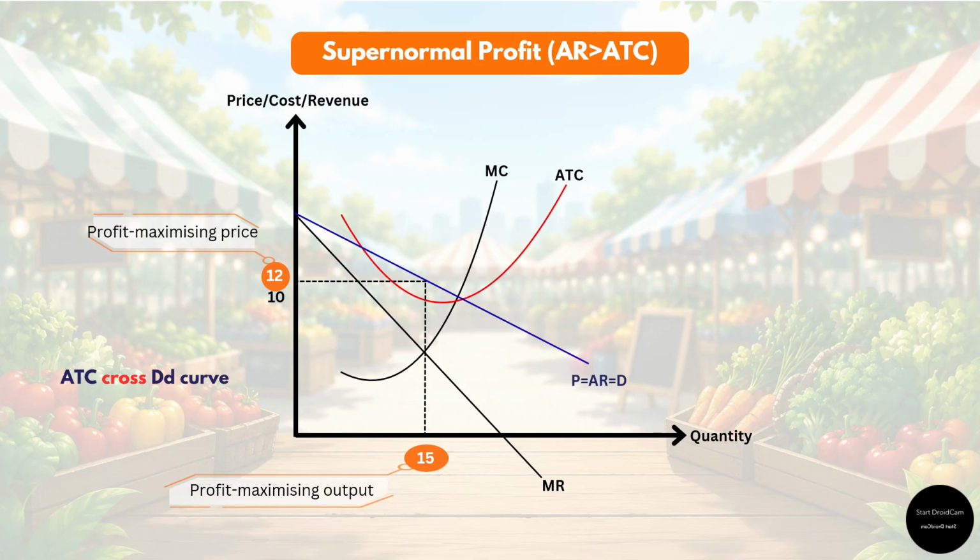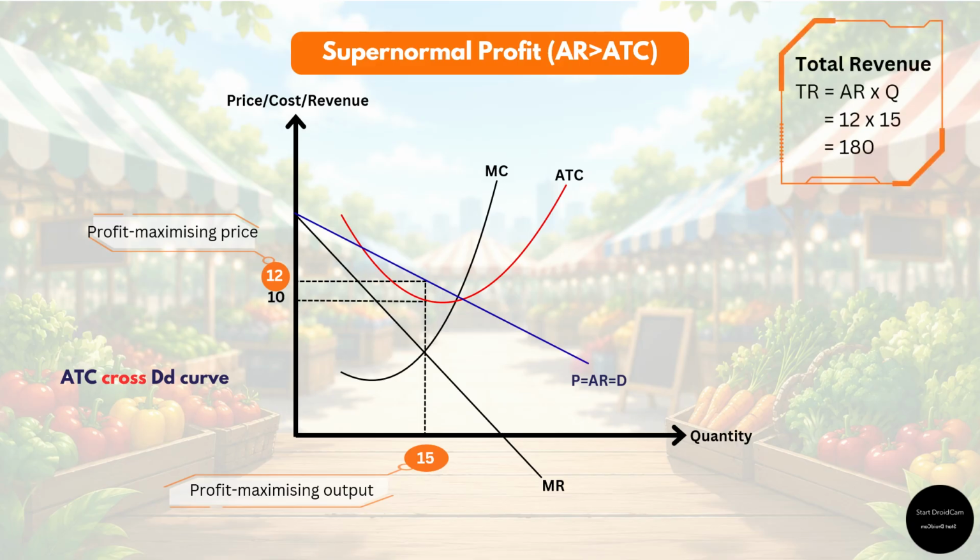Now look at the average total cost curve. At an output of 15 units, the ATC is 10. Notice that price, or average revenue, is above average total cost. Therefore, AR is greater than ATC. This indicates supernormal profit. The difference between price and average total cost represents the profit earned on each unit. Here, the firm earns 12 but incurs an average cost of 10. So, the profit per unit is 2.